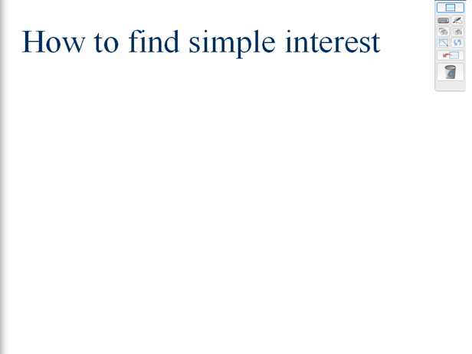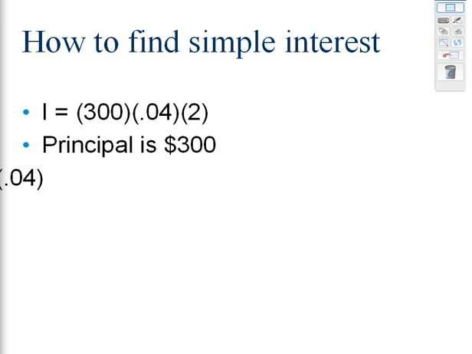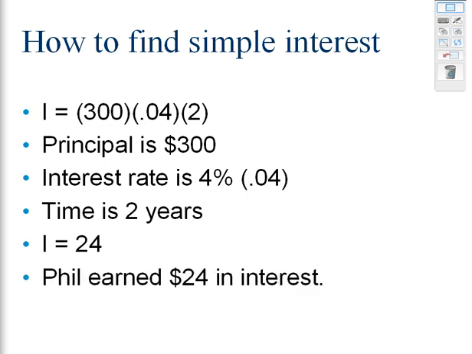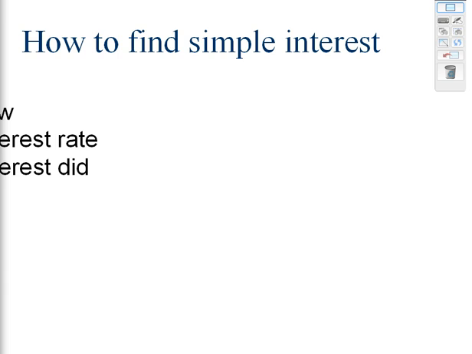Okay, so I'm just going to multiply those together. 300 times 4/100ths times 2. Principal is 300. Interest rate is 4%. Time is 2 years. Our interest is 24. If you're wondering how I got 24, go through and multiply 300 times 0.04 times 2. He earned $24 in interest.